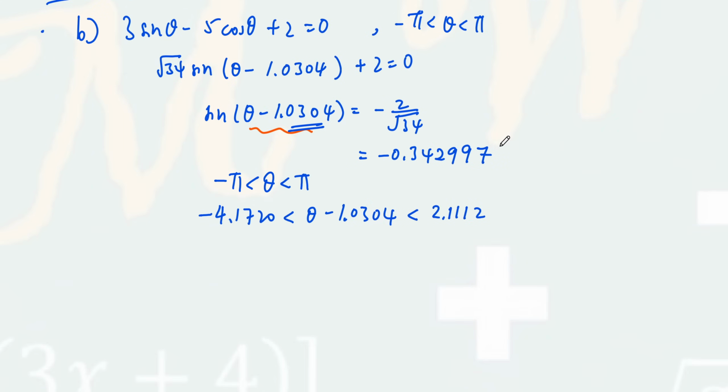Now, by looking at this value, the sign is negative, so I will just draw the quadrant. Sine theta is negative 0.34.